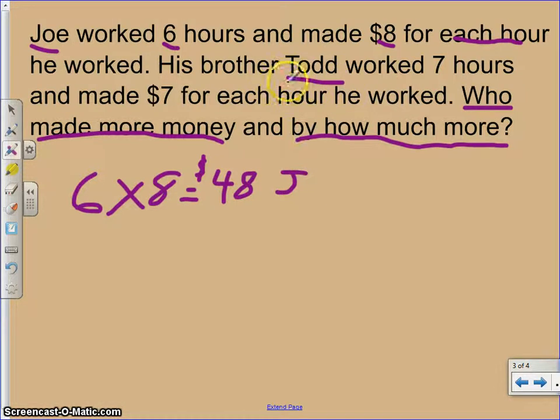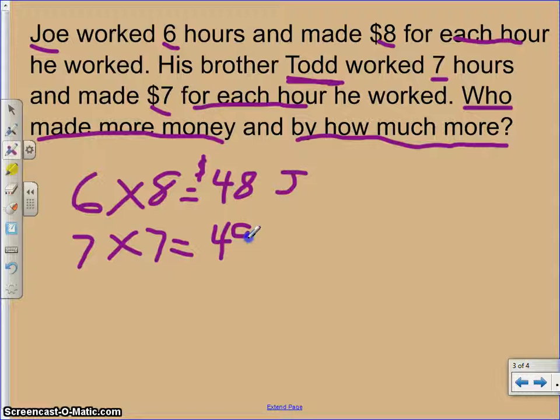Now I need to figure out what Todd makes. Todd worked 7 hours. Each of his hours he makes $7. So I need to do 7 hours times $7 an hour. That's going to give me 7 times 7 is 49. I had to think a little bit there. I confused myself. Okay, so here's $49, and that was Todd. So I can see clearly that Todd made more money.